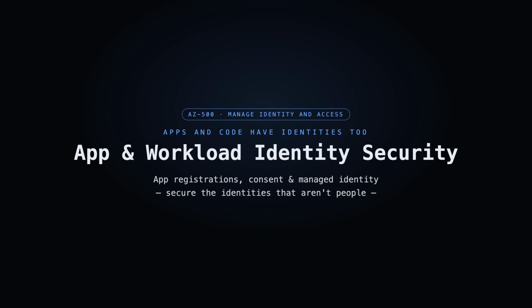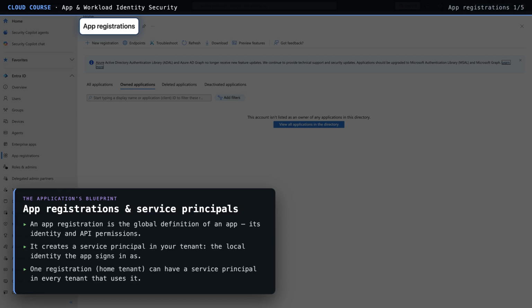In this module, we'll untangle app registrations from enterprise applications, see where credentials and the consent framework live, understand how malicious consent attacks work, and then meet the best answer of all: managed identities, which let Azure resources authenticate with no secret for you to leak. Let's start with the concept that confuses everyone, including exam candidates: app registrations versus service principals.